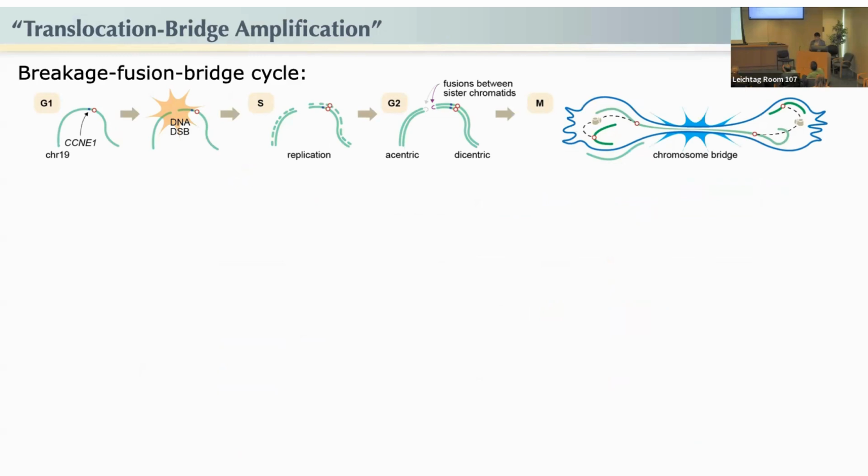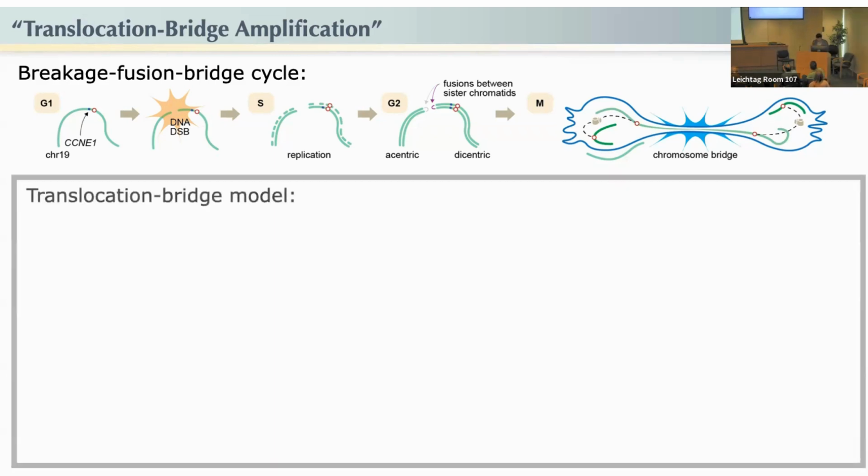So just to, again, remind you, the way that BFB cycle happens is that you have a double strand break, okay, and then it gets replicated before the breaks are fixed, right? The timing of when the double strand break is repaired is really important to what the final form looks like. So there's a replication here, and then there's a fusion, and then that forms a chromosome bridge.